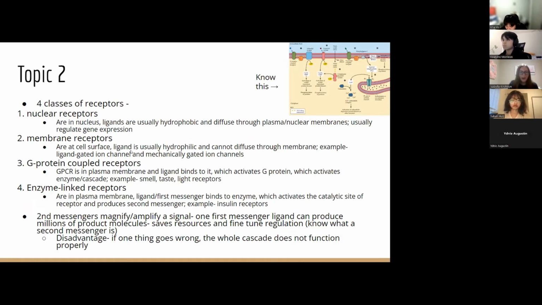Membrane receptors are on the cell surface. The ligand is usually hydrophilic and cannot diffuse through the membrane. And an example is ligand-gated ion channels and mechanically gated ion channels.